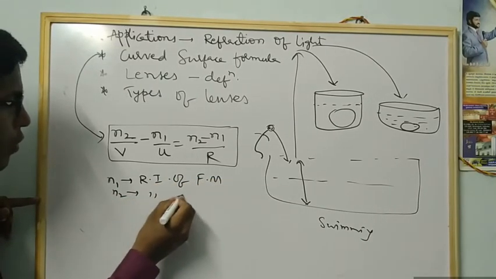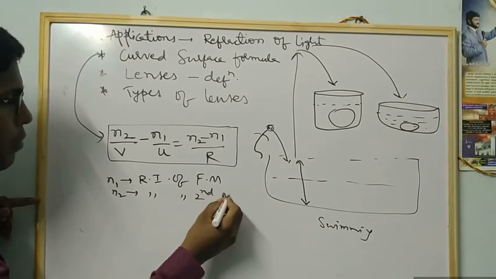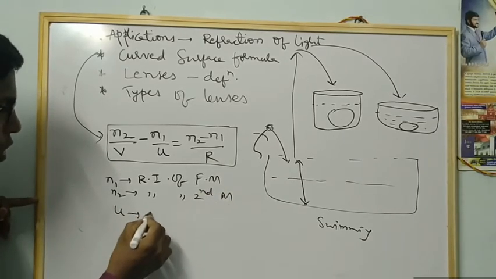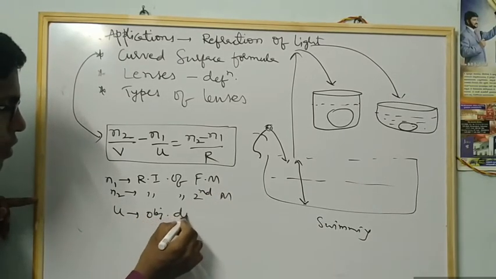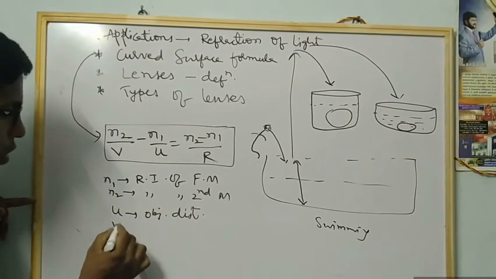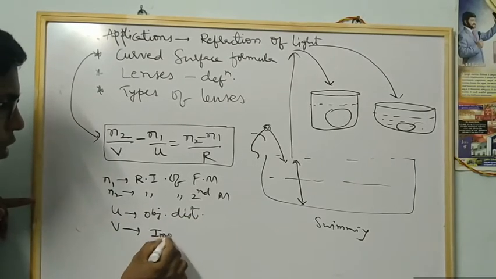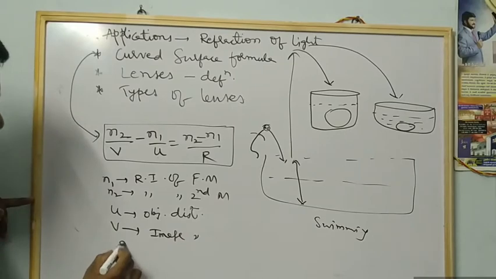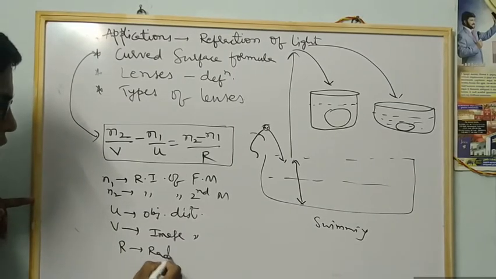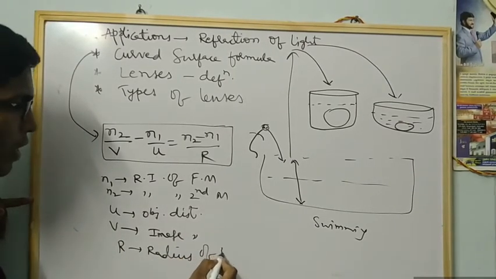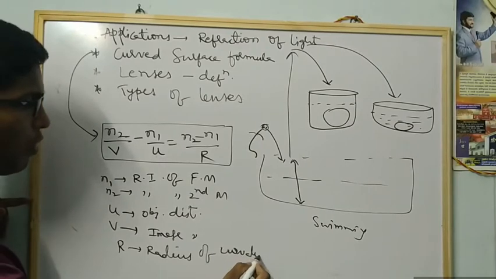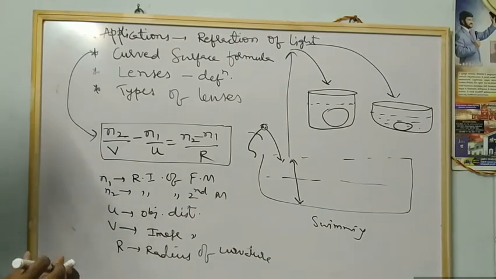Similarly, N2 is the refractive index of the second medium. Now U is the object distance. You have learned already what object distance is. V is called image distance. R is the radius of curvature. Understand? Radius of curvature. Okay, so these are the points you need to remember.